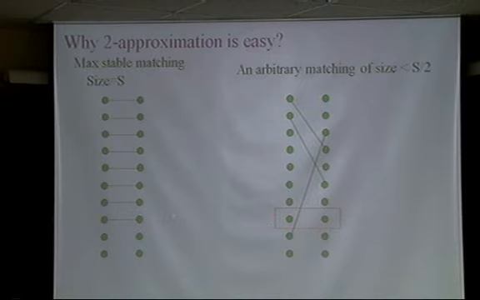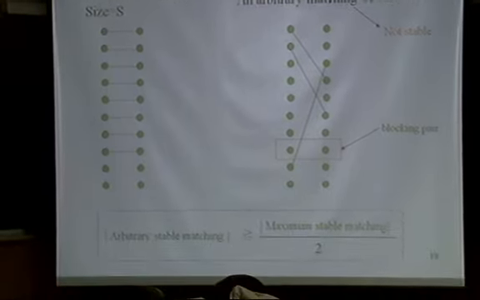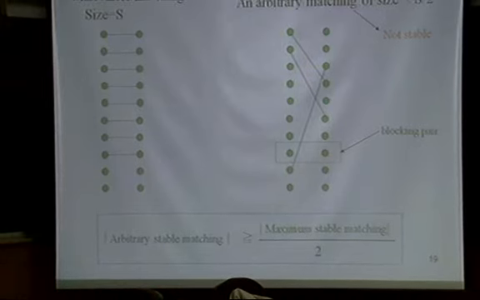Then by definition, this pair is a blocking pair, right? Because they are on each other's preference lists, since they are matched here. So any matching whose size is less than half the optimal cannot be stable. So an arbitrary stable matching has size at least half. And so if we find any stable matching, then it's a 2-approximation.